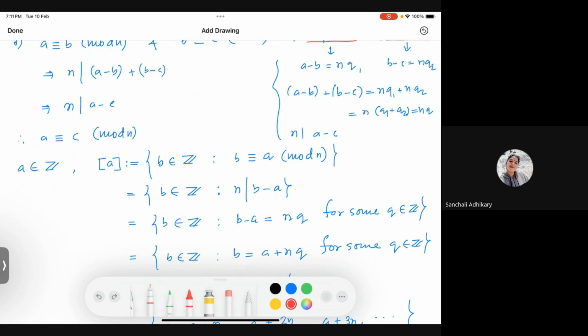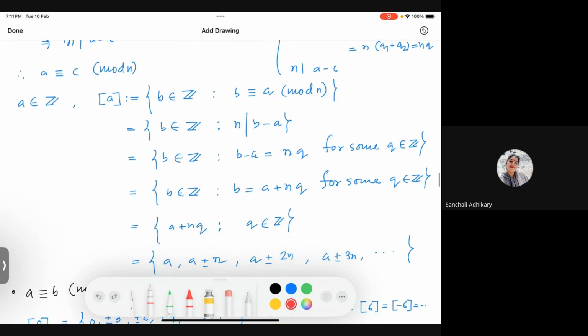If I have an equivalence relation, the next part is the equivalence class. What is an equivalence class? For some A belonging to Z, the equivalence class is the collection of all those elements B belonging to Z for which B is related to A, that is, B is congruent to A mod n. This is called the congruence relation.